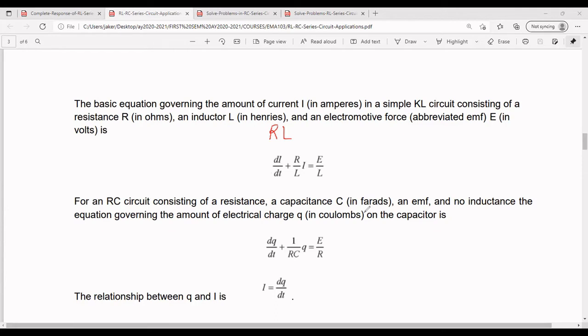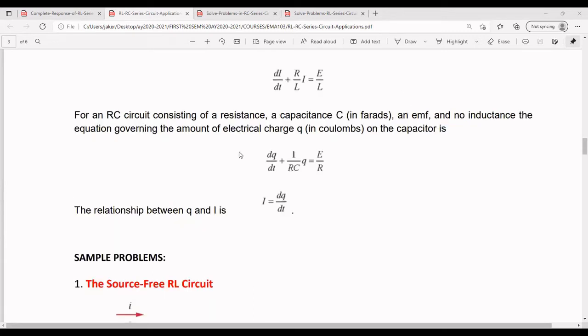We also have a DE for an RC circuit. In this case we have a resistance and a capacitance, and also an EMF. No inductance in the equation, because we want to limit our circuit equation to a first order differential equation. If we have all three, we will have a higher order DE, and we're not ready for it yet. So this is our model DE for an RC circuit.